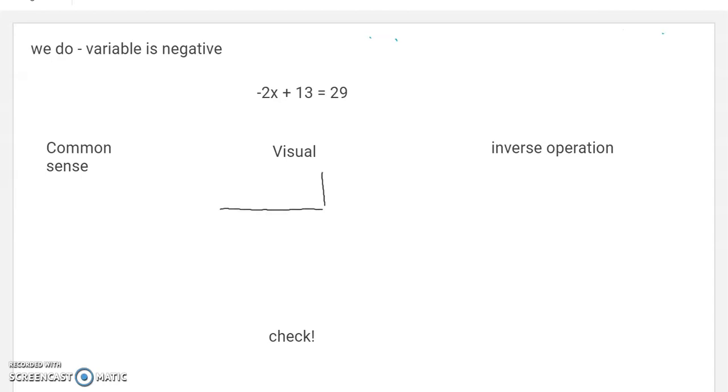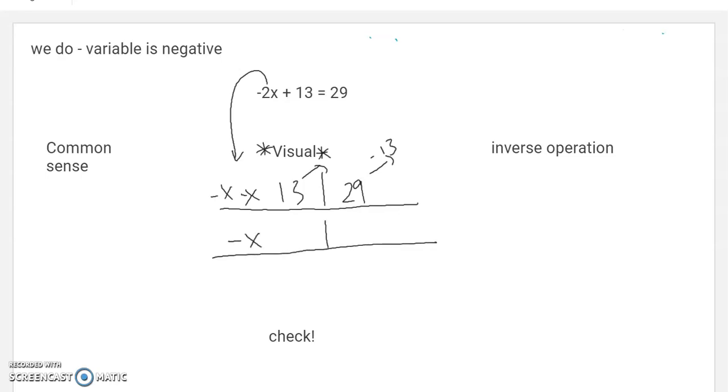So visual strategy first. Remember, this is the new one, the one that has the difficult step in it. To draw this, negative 2x we can't draw, but we can draw 2 opposite of x's like that, and a 13 and a 29. So now we're set. First step, fairly obvious. Remove the 13. Remove that constant. That way just the variables are on one side, and it's very easy to figure out what they are. 29 minus 13 is 16.